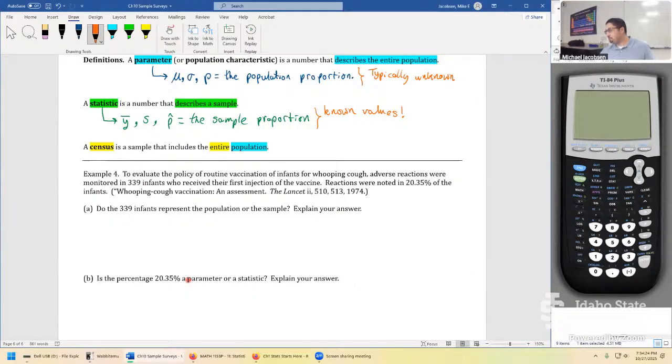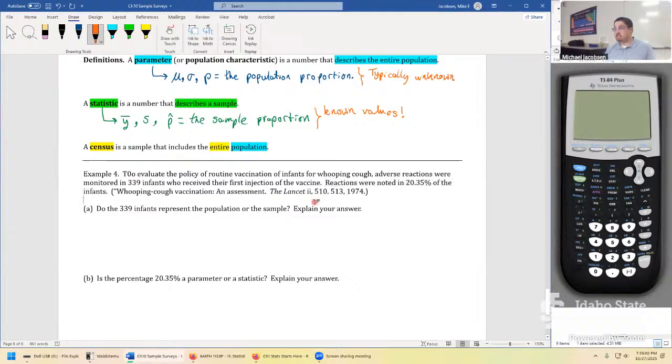Okay, so here's some pretty old data. It's over 50 years old, from 1974. It says to evaluate the routine policy of vaccination of infants for the whooping cough, adverse reactions were monitored in 339 infants who received their first injection of the vaccine. So this is back when this was a brand new vaccine, it looks like. Reactions were noted in 20.35% of the infants. So here's that study where this was published, the Lancet, in 1974.